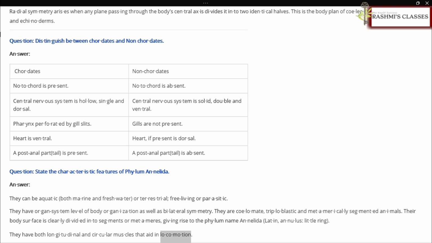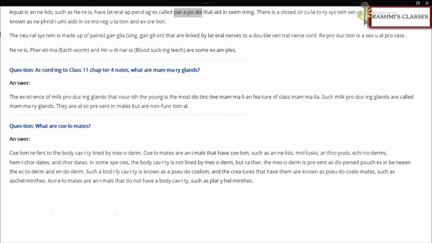Aquatic annelids, such as Nereis, have lateral appendages called parapodia that aid in swimming. There is a closed circulatory system. Nephridia, also known as nephridium, aid in osmoregulation and excretion. The neural system is made up of paired ganglia, synganglion, that are linked by lateral nerves to a double ventral nerve cord. Reproduction is sexual. Nereis, Pheretima, earthworm, and Hirudinaria, blood-sucking leech, are some examples.